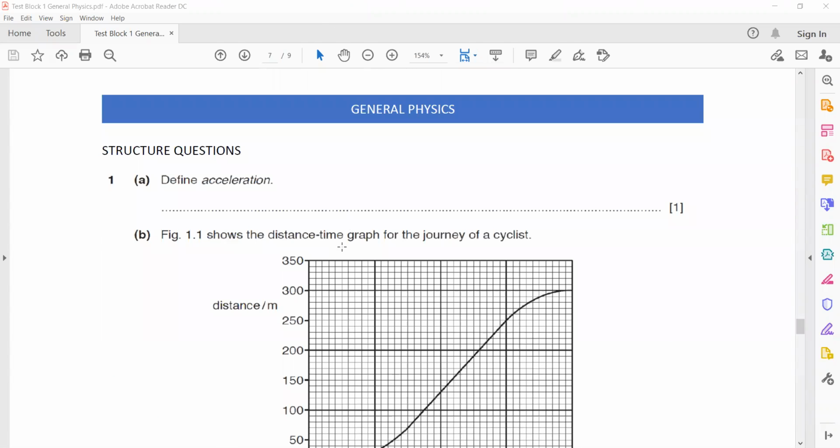Acceleration, how do we define acceleration? Acceleration refers to the change in speed, or rate of change in speed. The rate here refers to with respect to time. If you just mention change in speed, that's not right. Why is only change in speed not correct? Because that's not a full or complete answer. It should be rate of change in speed.